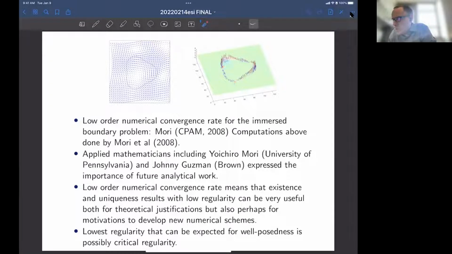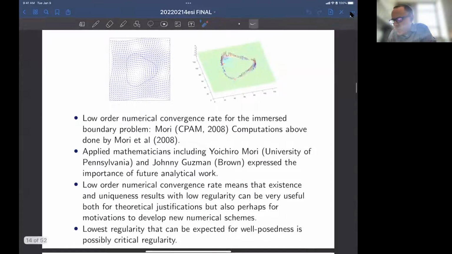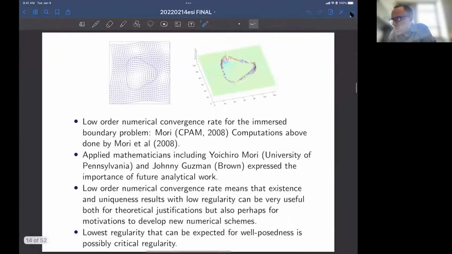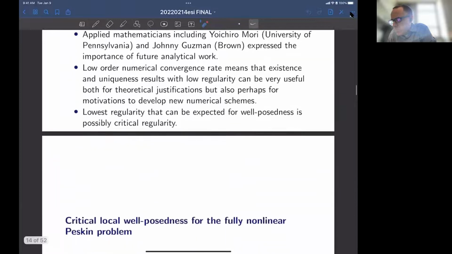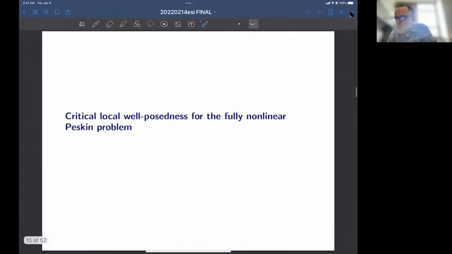The low order numerical convergence means that existence and uniqueness results with low regularity can be very useful, both for theoretical justifications, but also perhaps for motivations to develop new numerical schemes. Because if you have a low order convergence, then you wouldn't expect a high regularity theory of solutions to be explaining the numerics that you're doing. The lowest regularity that you might expect for well-posedness is probably scaling critical regularity in some sense. So this is what we are interested in. I'm going to talk about critical local well-posedness for the fully nonlinear Peskin problem with the general potential law.